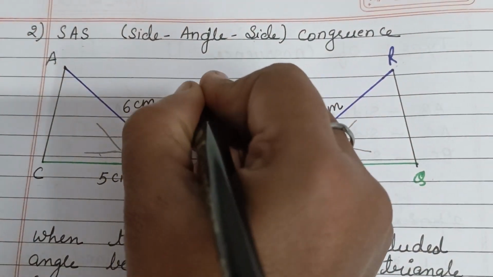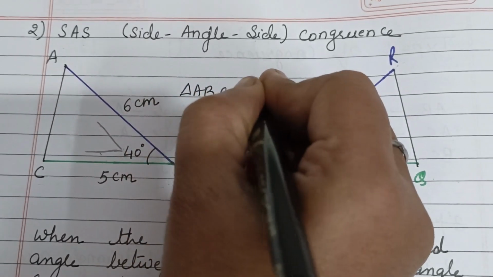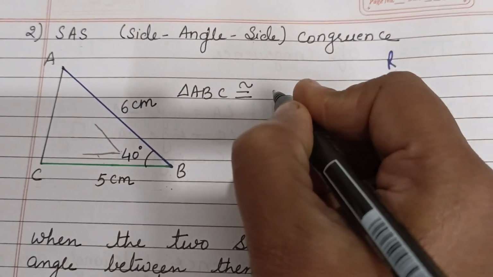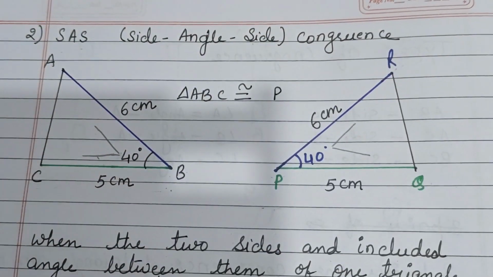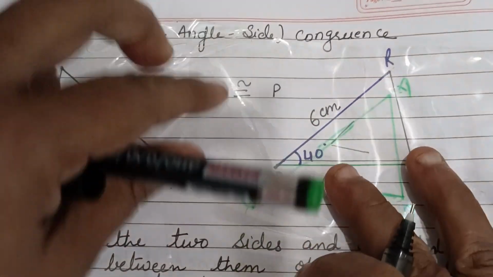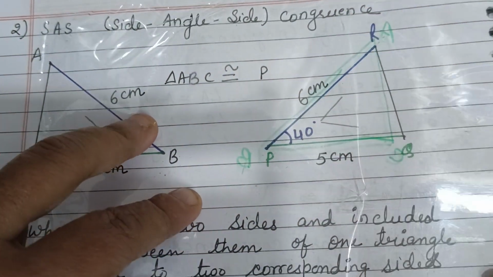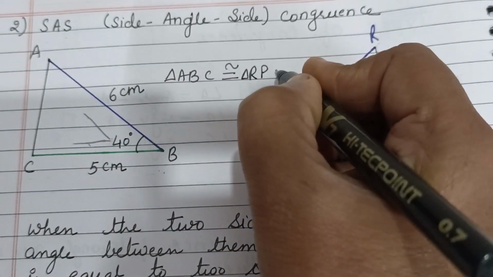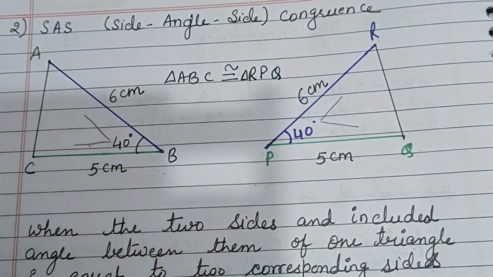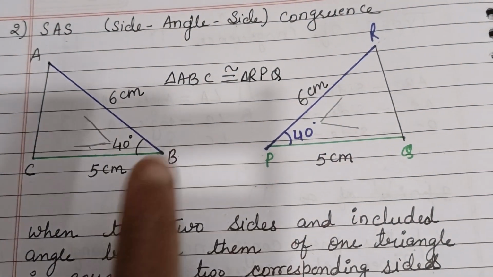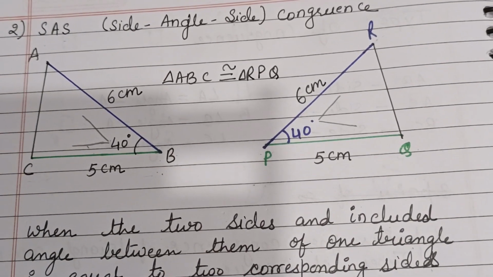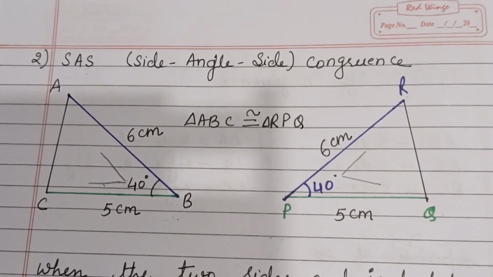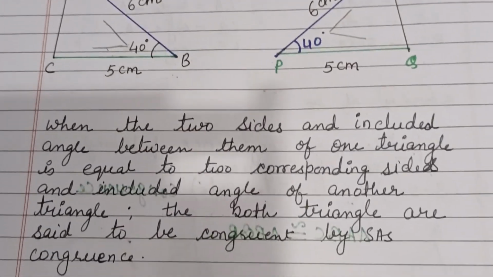Triangle ABC is congruent to... Now, which is congruent with B? That is P. So P will come in the middle. Now, what was congruent with A? You can check A and R are congruent. So at first I will write triangle R, P and Q. If I orient them in this way, then only they will be congruent to each other. So this is all about SAS congruence. Here you need to keep the letter V in your mind.